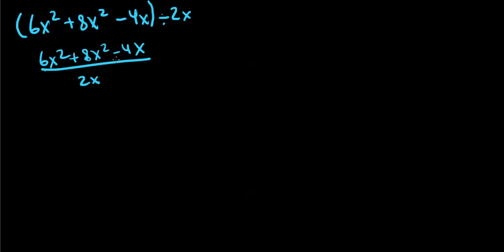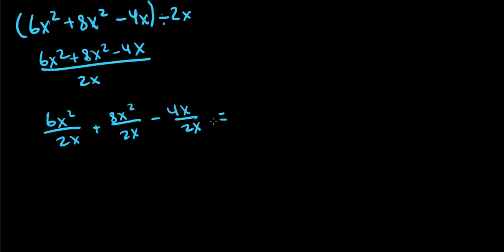Now what we want to do is break it down into individual terms. So we have 6x cubed divided by 2x plus 8x squared divided by 2x minus 4x divided by 2x. And now we want to basically divide out common factors for each one. So let's look at the first one. 6 divided by 2 leaves us with 3. And then x squared, take away 1x because of the x at the bottom, leaves us with 3x. So we can write 3x below.